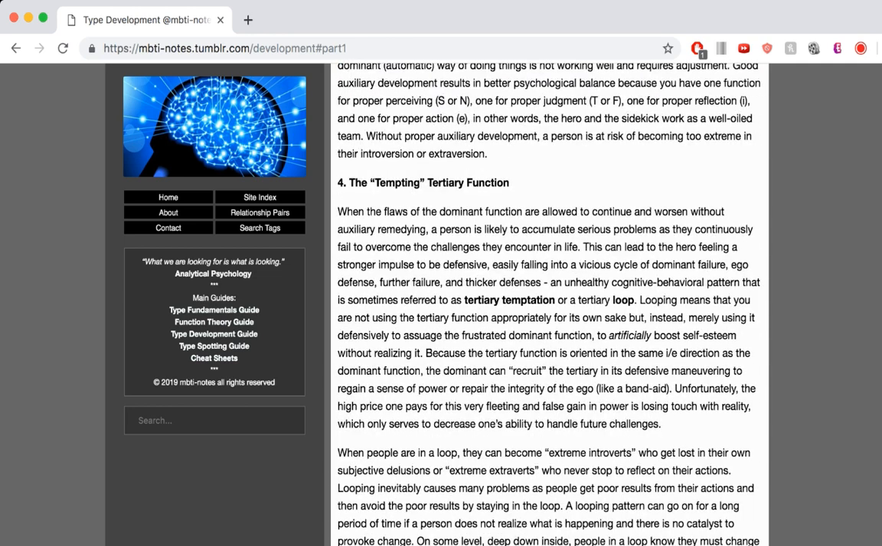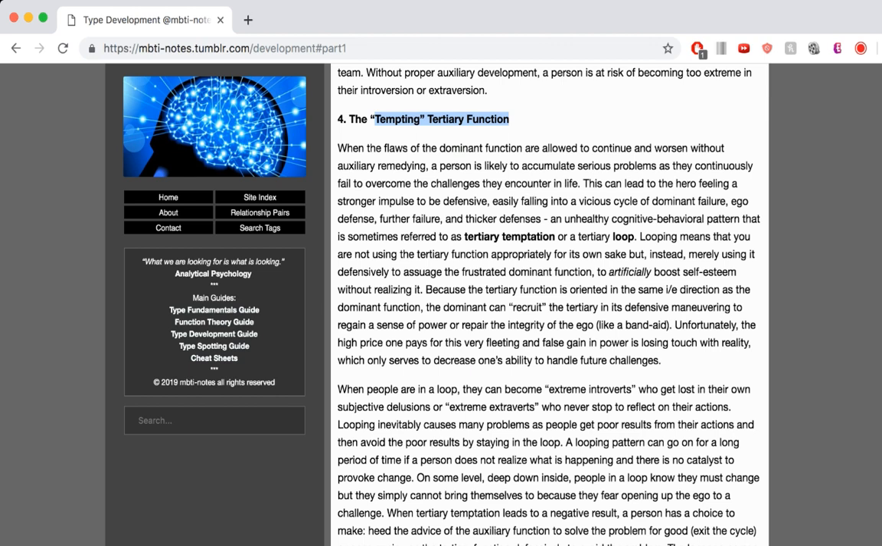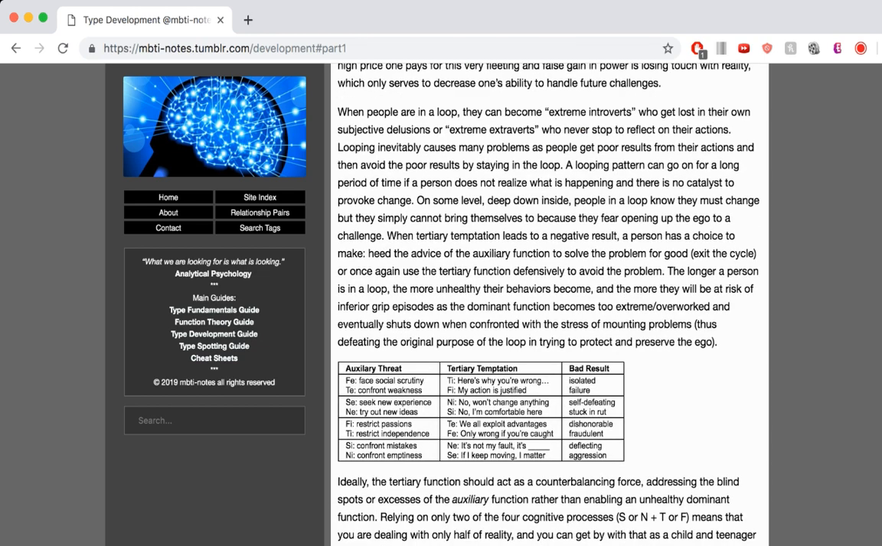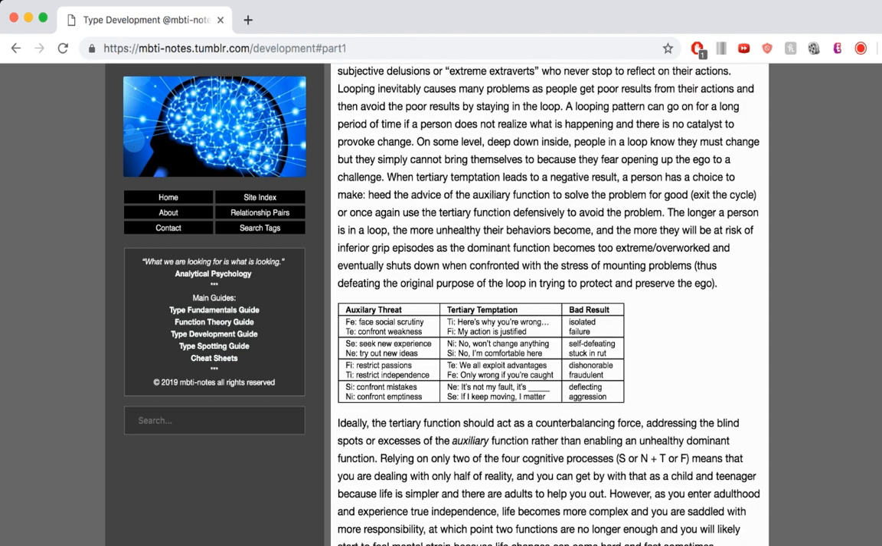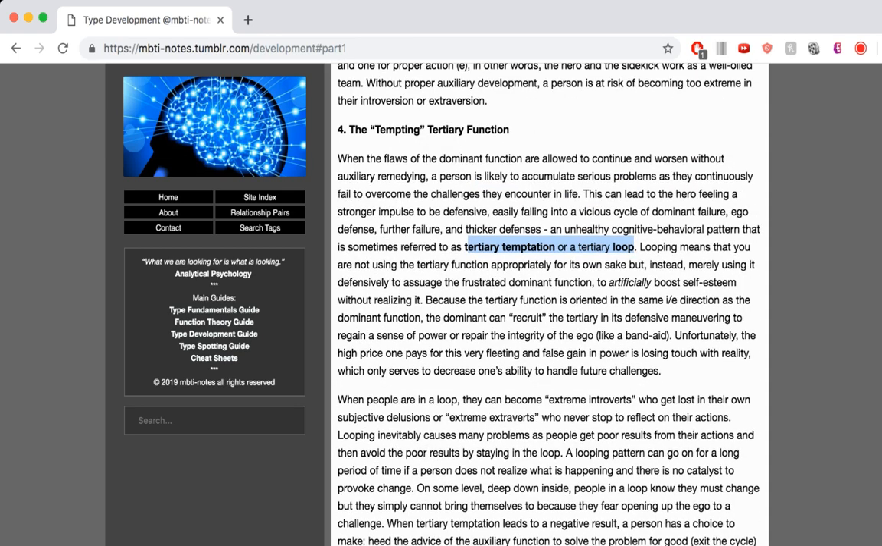Okay, tempting tertiary function. This section talks about the tertiary loop that some people talk about, which honestly I don't see very often. I've seen it in some YouTube videos, and I was really wondering how this fit into the whole theory. The reason why the tertiary function can be a problem is because we're going back to how your functions are laid out. So if you're introverted dominant, then your auxiliary, your second one, will be extroverted, but then your third one will also be introverted. So it goes IE, introvert extrovert, or EI, extrovert introvert.